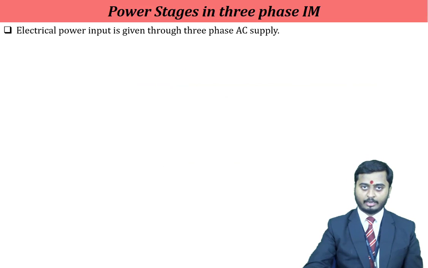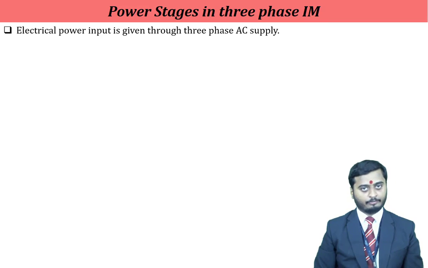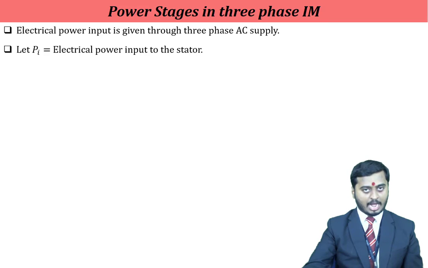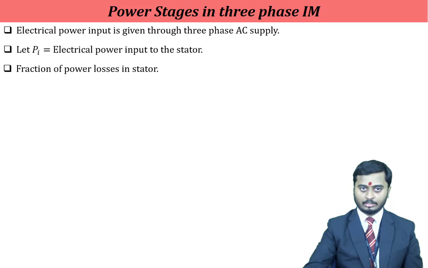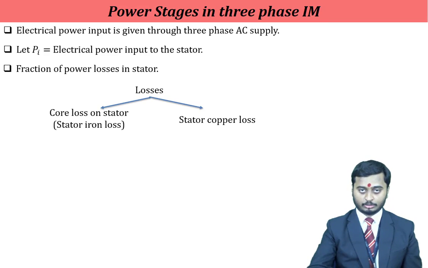Now already we know that to the stator winding of a three-phase induction motor, we always give a three-phase AC supply. So let us consider that PI is the electrical power input which is given to the stator. Obviously, whatever power is given to the stator winding, as it is a metal, some amount of power will be lost in the form of heat. So a fraction of power loss is there at the stator also.